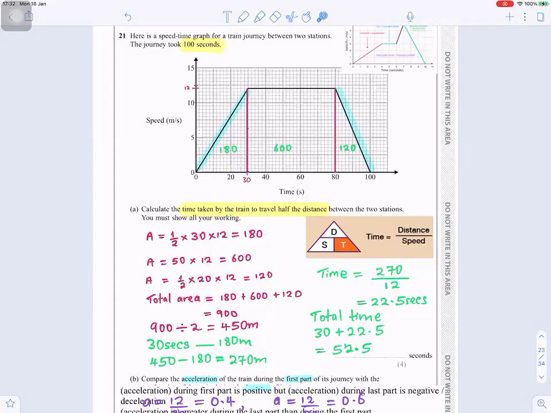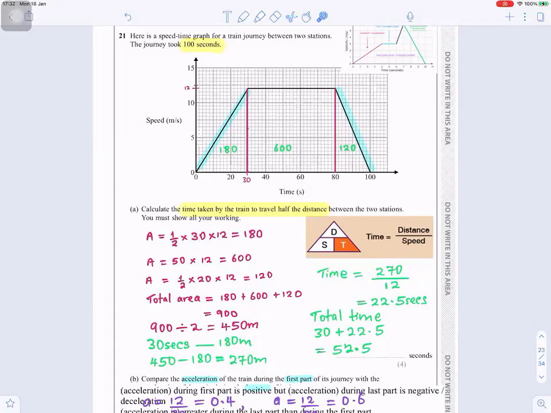Looking at the graph, 30 seconds is 180 meters. So 450 meters for half of it, minus 180, is 270 meters. We've got 270 meters left to find the time for. So the 270 meters divided by 12, which is the distance divided by the speed. Distance is 270 divided by the speed, which is 12. That gives us 22.5 seconds.